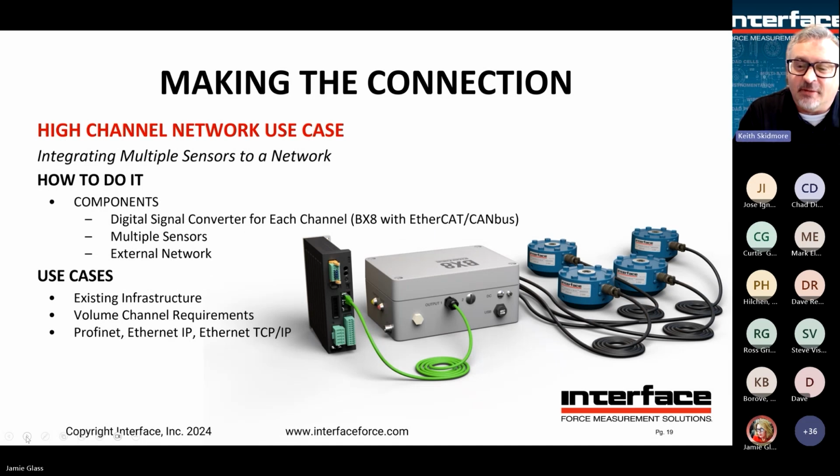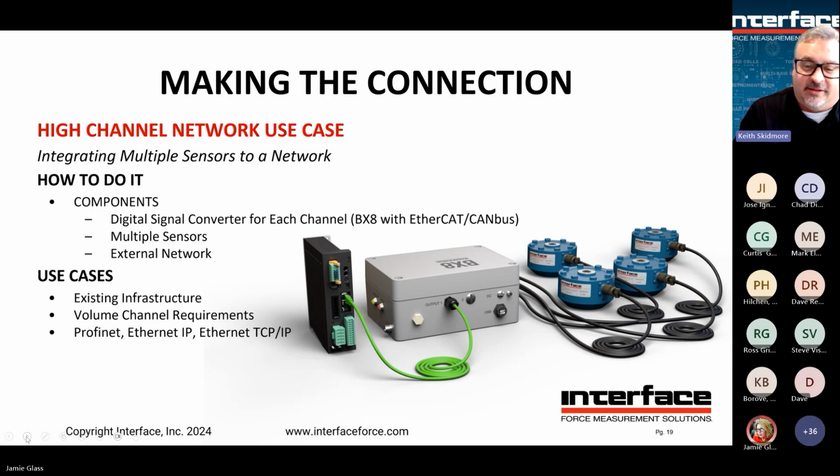So this is an example, say, of multiple sensors hooked up into a network. There are various devices that could take, say, analog signals, convert them to some type of network connection. In this case, showing our model BX8, which can have up to 8 sensors hooked up to it. Also has a couple encoder channels, so you have up to 10 sensor channels.